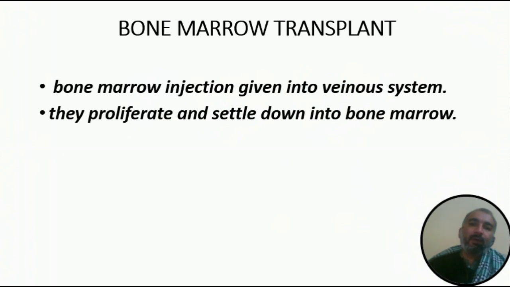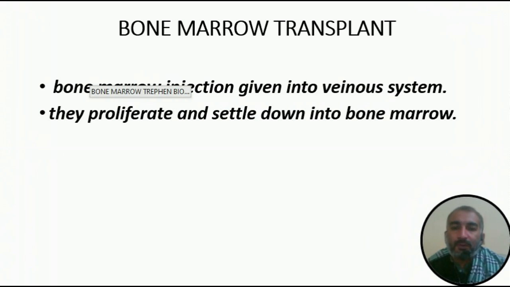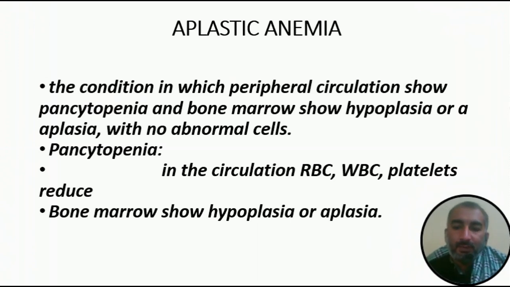How are we going to do that? If a patient has a problem in the bone marrow, we are going to do bone marrow transplantation. How are we going to do that? We give an injection of the bone marrow into the vein, and eventually the bone marrow cells settle down into the bone marrow, not in the blood. They will not remain in the blood. So a lot of problems occur in the bone marrow. We are going to discuss these problems in the next slides.